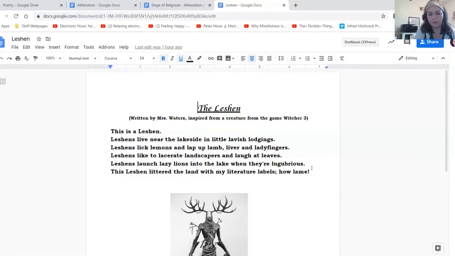I use the word lugubrious because it's one of Mr. Wells' favorite words, and it means gloomy. So Leshen is launching those lazy lions into the lake when they're feeling gloomy on a gloomy day. Our last line is where you just give me a description of something that your creature did, and you want to use those 4 alliterating words. So I've got this Leshen littered the land with my literature labels. How lame.